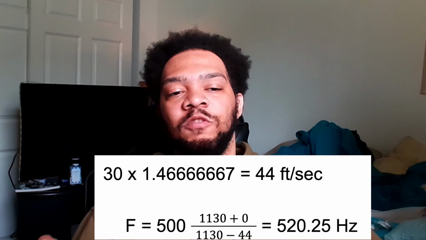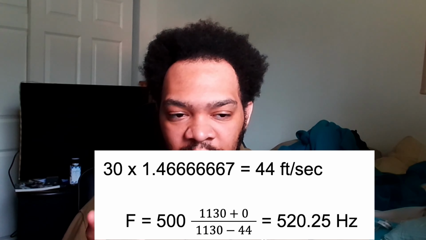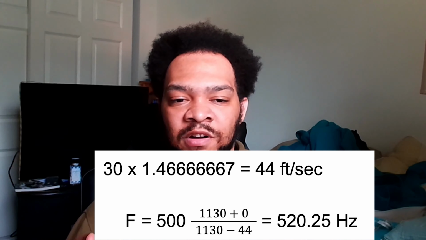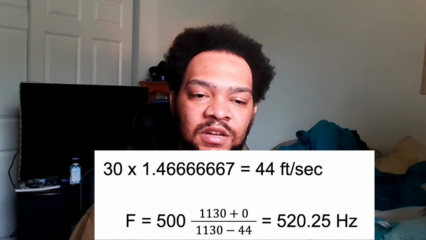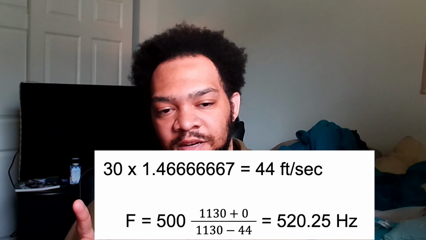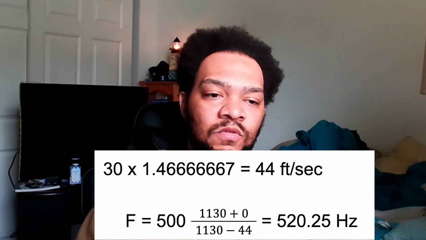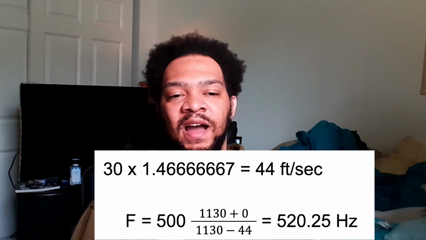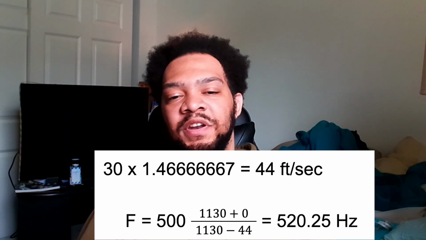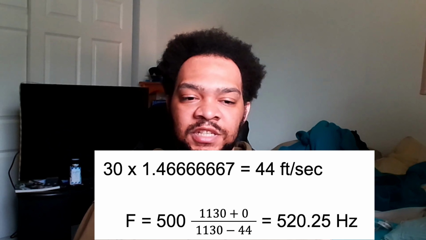So the whole equation will be F equals 500, which is the hertz caused by the horn, times (1130 plus 0 because the camera was not moving), divided by (1130 minus 44, which is the feet per second). This will come up to 520.25 hertz. So if the horn is blaring at 500 hertz and we perceive it as 520.25 hertz, that means that the frequency has gone up 20 hertz.